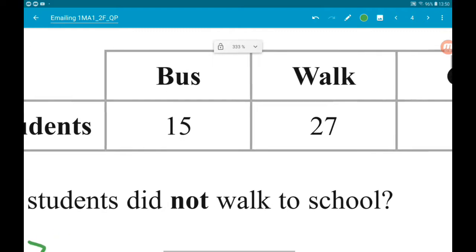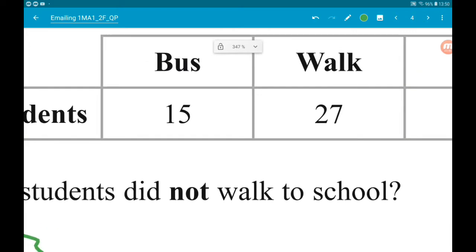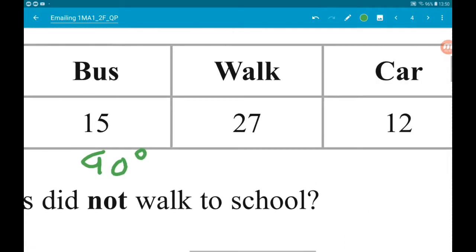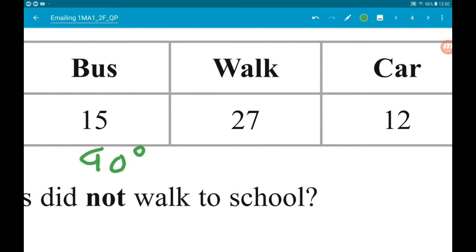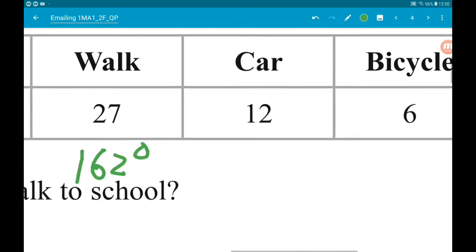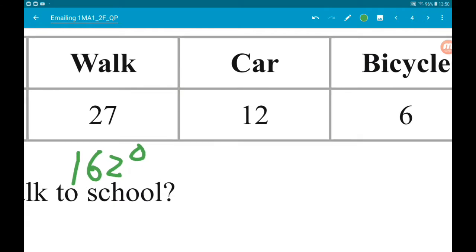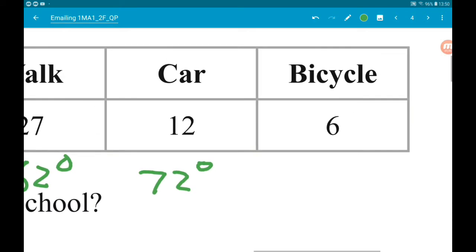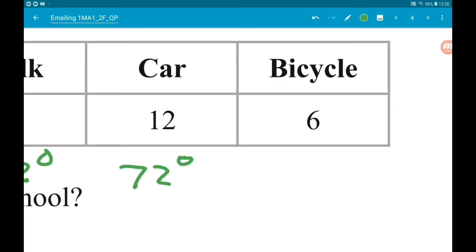So they've already done bus, so 15 times 6 is 90 degrees. 27 times 6 is 162. 6 times 12 is 72. And 6 times 6 is 36.